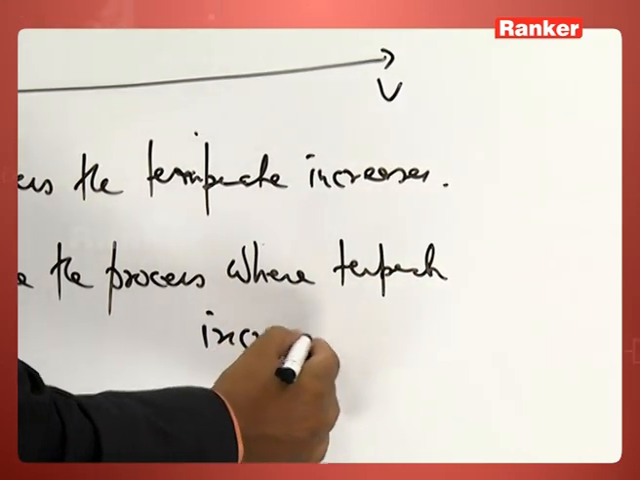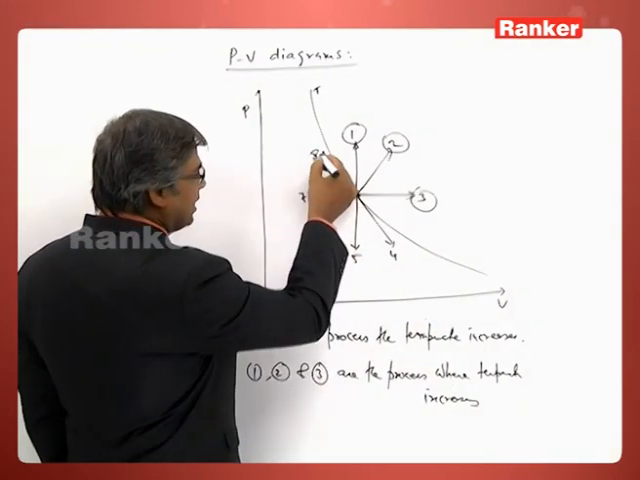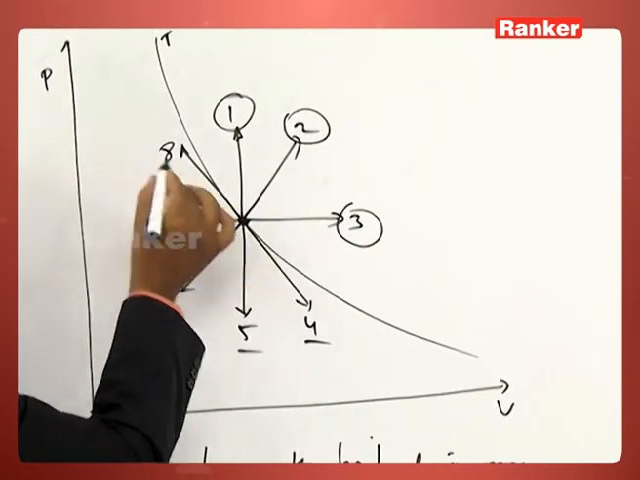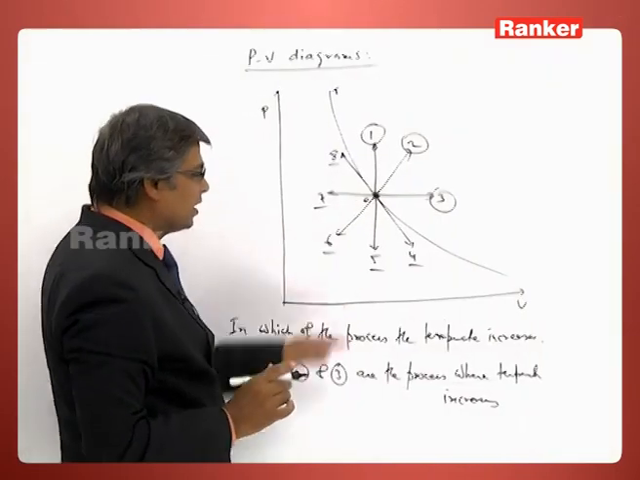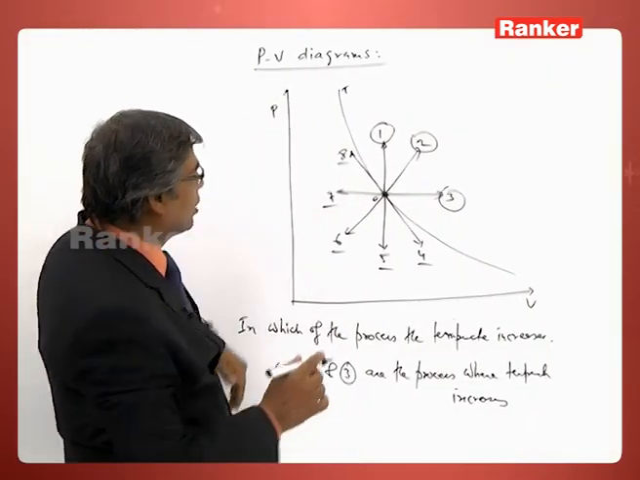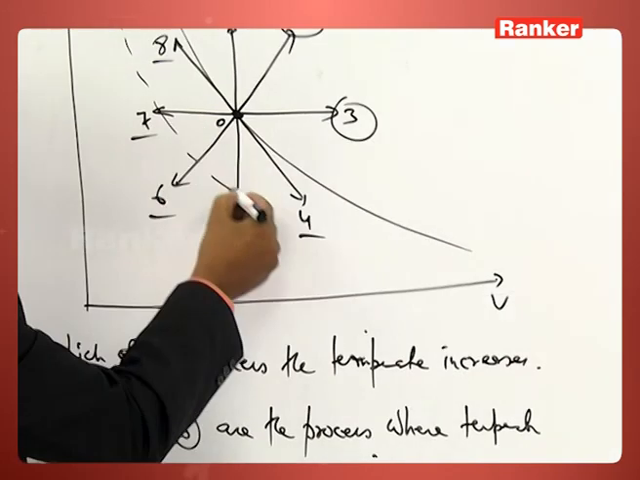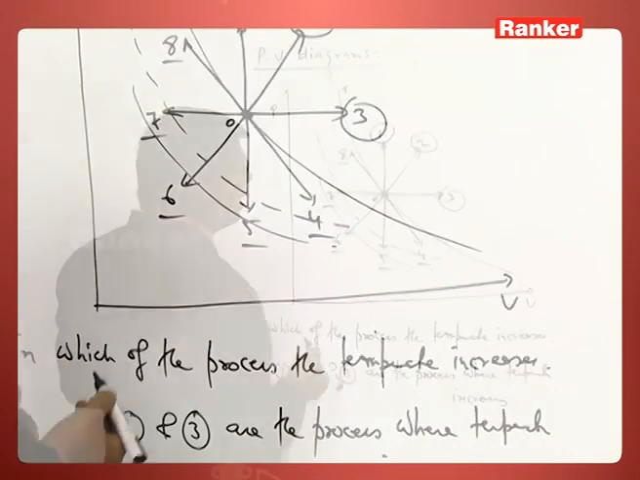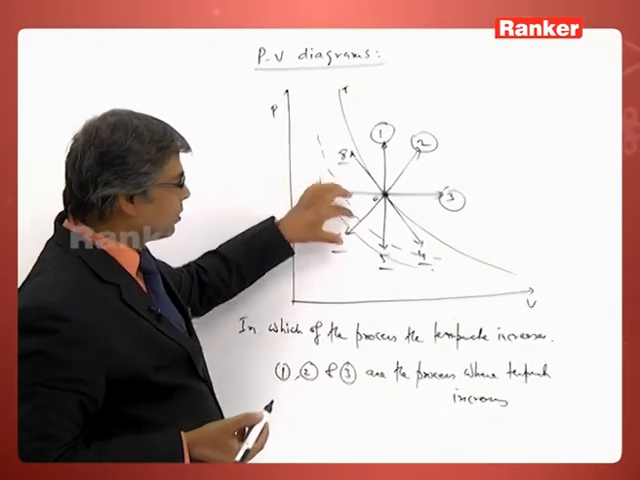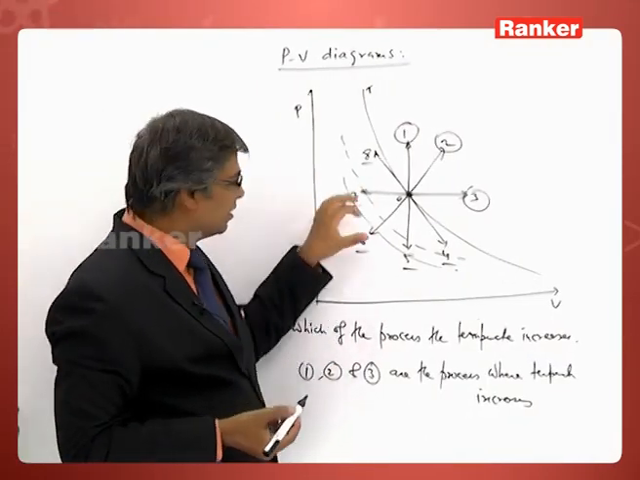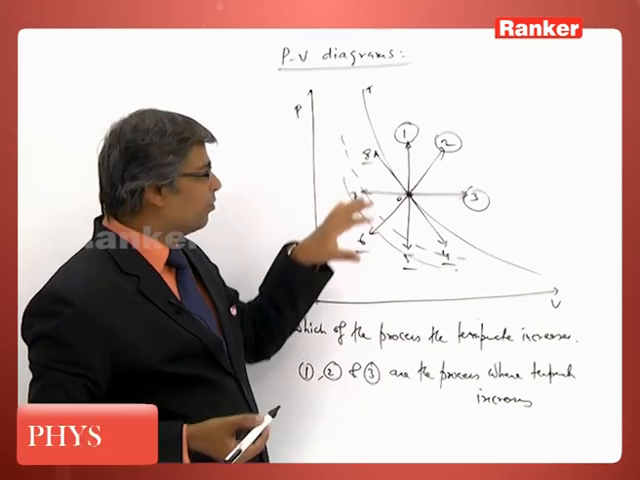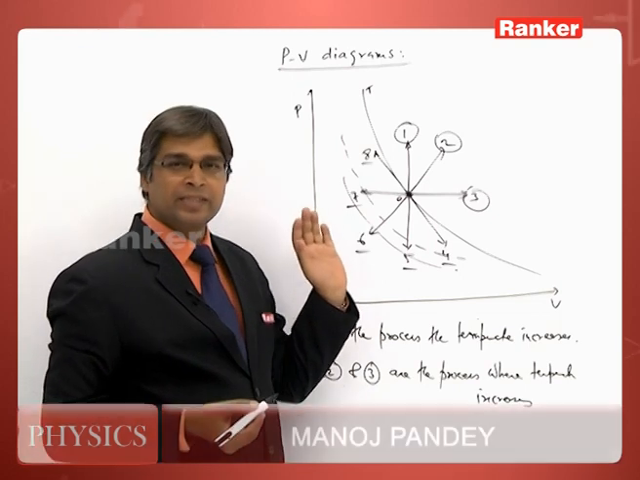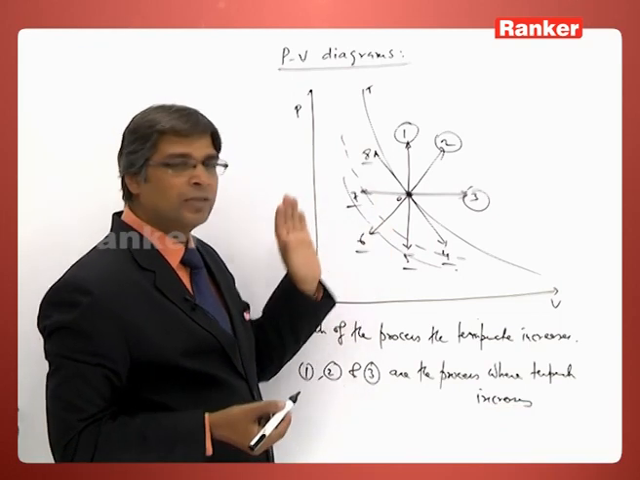And in the rest of the cases, that is 4, 5, 6, 7, 8, everywhere the temperature is decreasing because we are going, you see, to another isotherm of lower temperature. So the temperature is decreasing here. So we can see all these things. We can evaluate how temperature changes just by seeing this diagram.